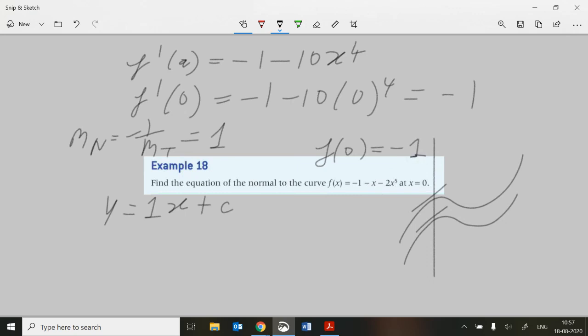Okay, so in other words, when we put in 0, we get minus 1, and although we can put in 0 here and minus 1 here, we're really overthinking things, because this actually tells us the y-axis intercept. This is the y-axis intercept. So we've got 1x, or just x, minus 1. So there, our equation of the normal.